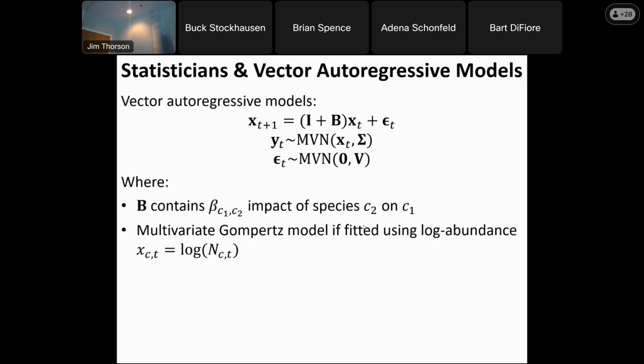Other people talk about vector autoregressive models. Tony Ives and Dennis and Tim Wooten and many others have been interested in these vector autoregressive models as an approximation to any nonlinear Markov model. Where you've got this B, which is the community matrix, and there are properties of ecosystem stability that you can get from it. And it's a multivariate Gompertz model if you do everything in log scale.